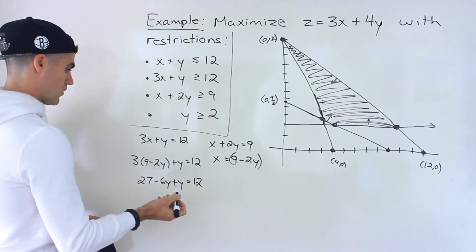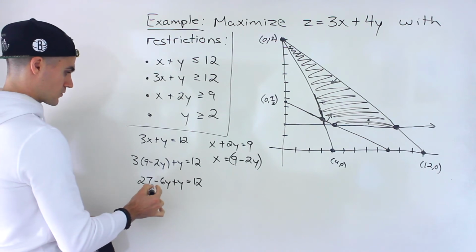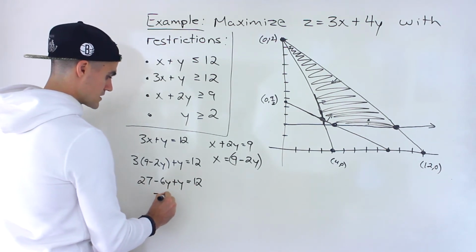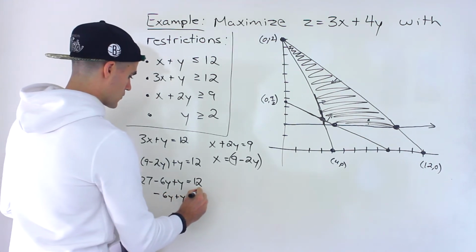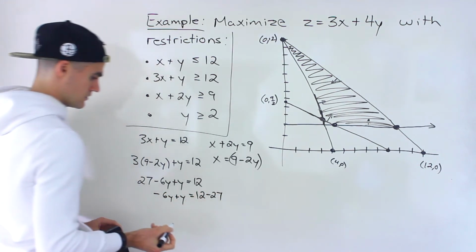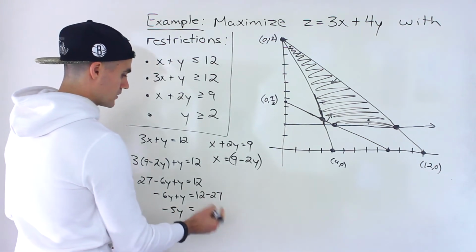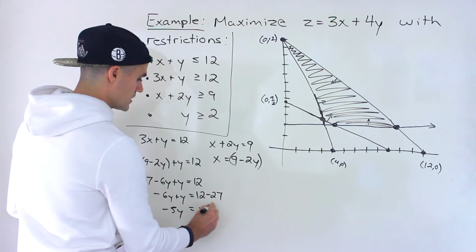And then what would happen is we can bring this 27 over, so we'd have negative 6y plus y is equal to 12 minus 27. Negative 5y equals, this here would end up 12 minus 27 would be negative 15.